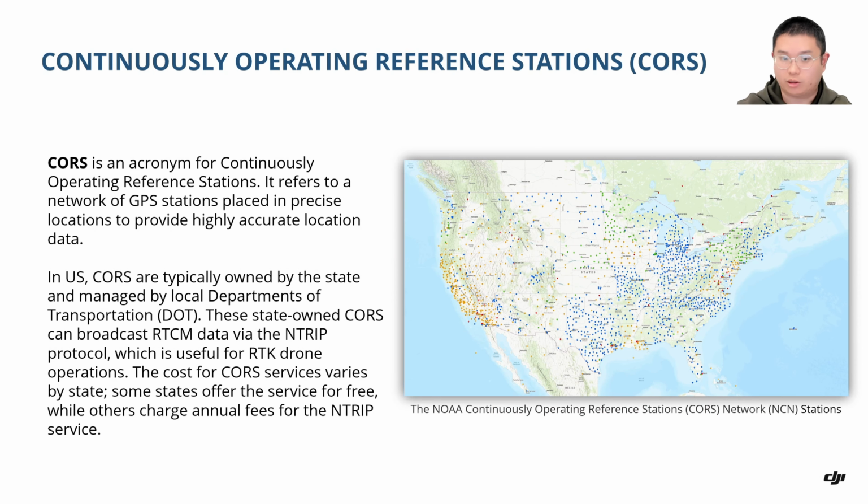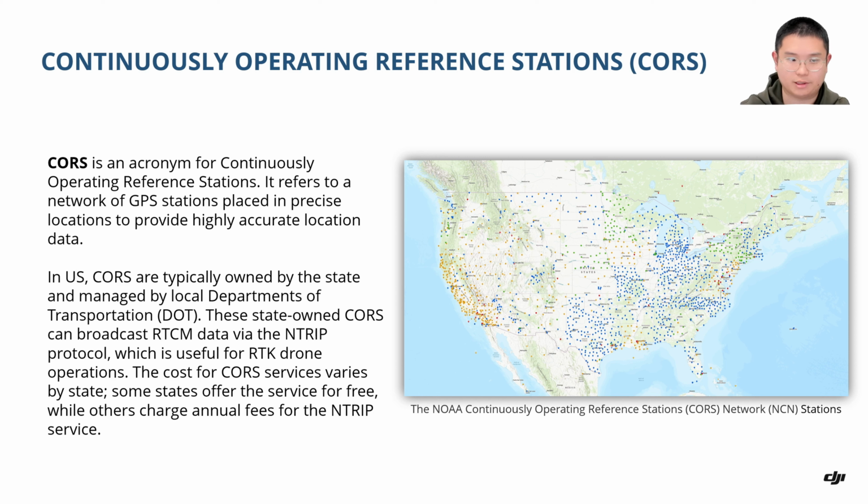Next, you might be wondering where to find a network service. In the United States, you might want to start with the continuous operating reference stations, or in short, CORS network. CORS is a cooperative initiative that involves government, academic, and private organizations. The network provides base stations in support of positioning, meteorology, space weather, and geophysical applications throughout the United States.